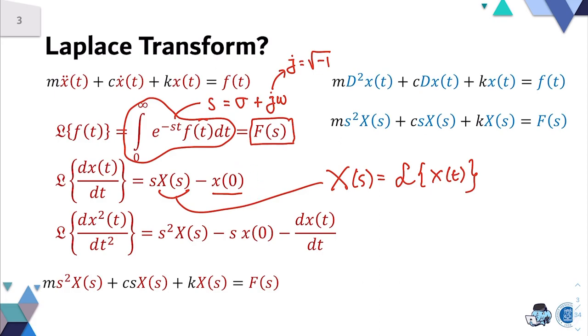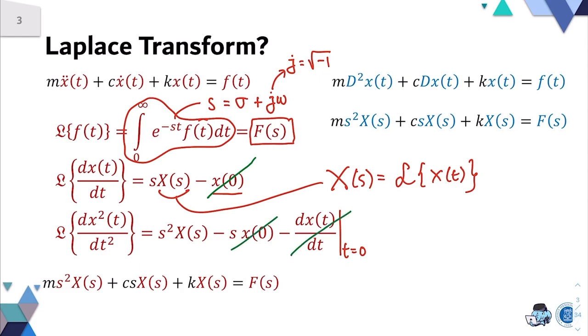And then the second one is the Laplace transform of the second derivative of x with respect to time. It will be s squared X(s), where X(s) is the Laplace transform of x(t), minus s times the initial value of x, minus dx/dt when t is equal to 0. So if all initial conditions are 0, we can cancel this out.